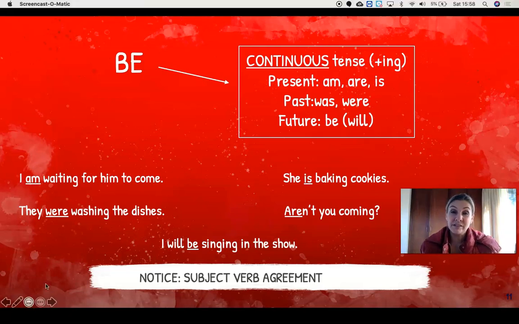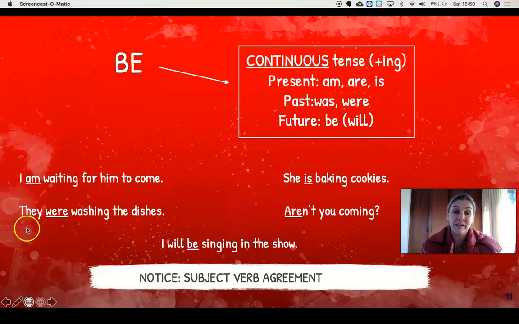Look at this in practice. Obviously, if you are in a state of being, because you can be something, I am a teacher. That's who I am being. Let's look at some examples. I am waiting for him to come. You can't say I waiting for him to come, and so you need some help in the form of the helping verb be. So I am waiting for him to come.